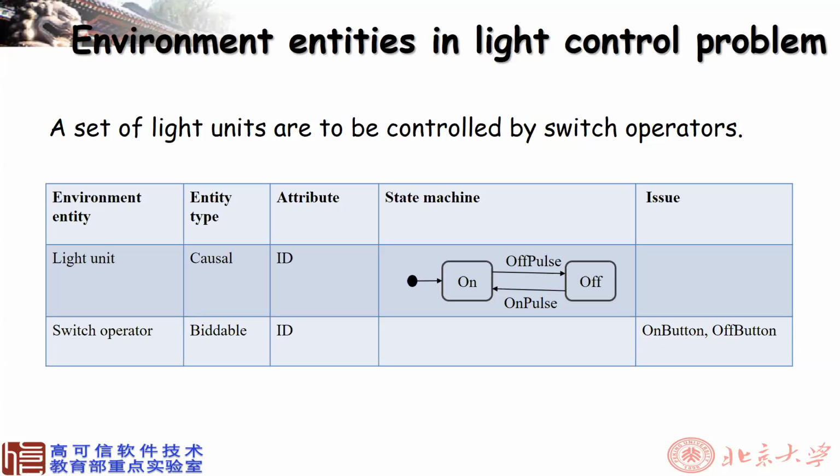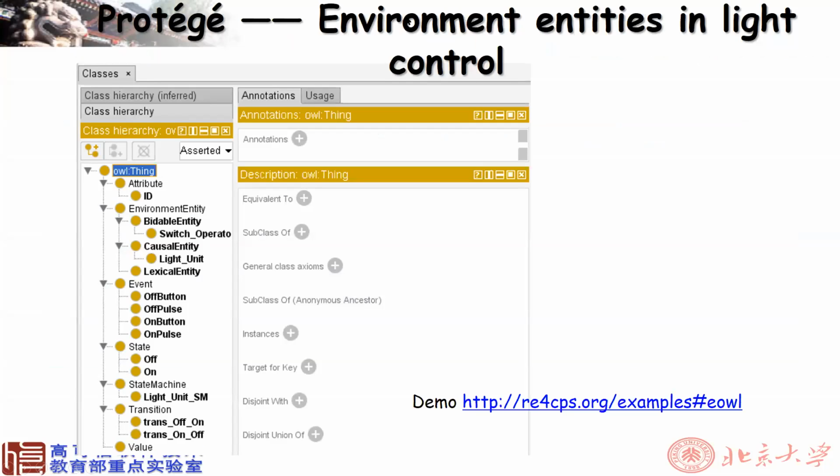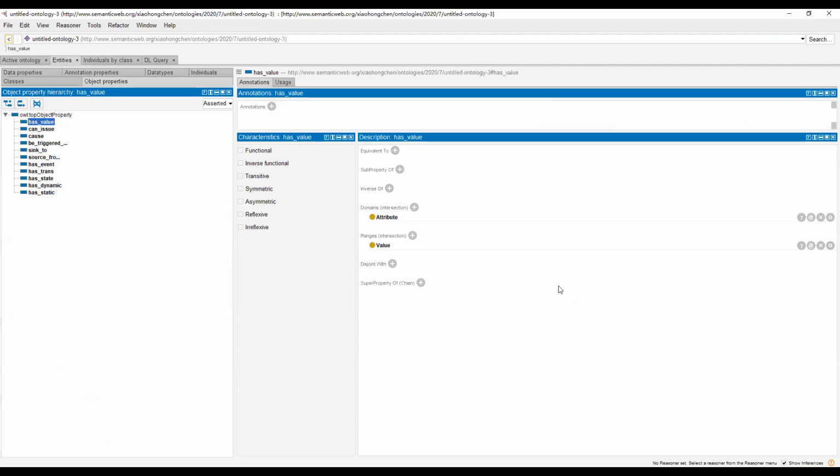And now we need to put all this information into the environment ontology. And this environment ontology will be specific to the light control problem. So next time, each time you need to develop a light controller, you can refer to this ontology. And now I ask your TA to show you how to put this information in Protege. Okay, now I need to go back to Protege. Okay. Let's see how to add this information based on the upper environmental ontology.